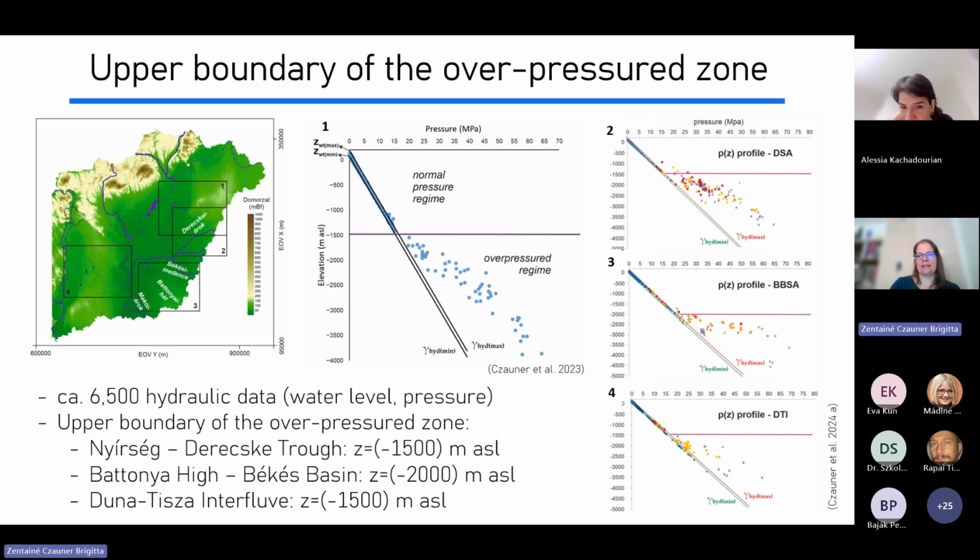The main point is that you can see where the data points start to deviate from the two boundary lines. These pressure data show us the overpressured regime. We can also see 200% overpressures compared to the normal or hydrostatic values in the deepest basin parts. The top of the overpressured regime is around 1,500 or 2,000 meters, depending on the geological conditions.